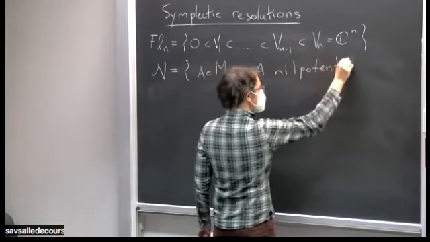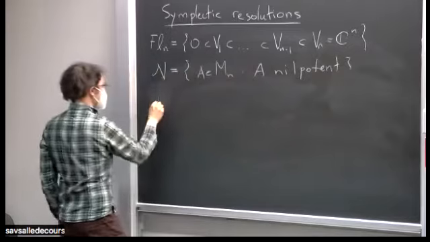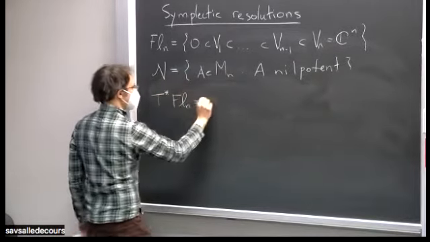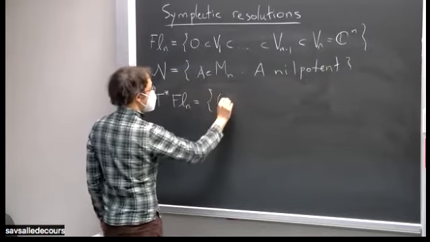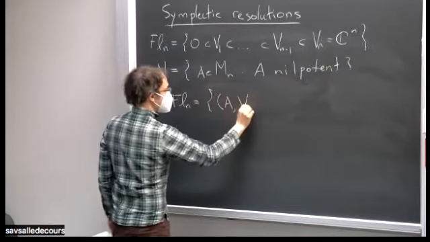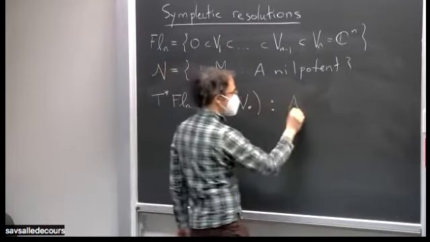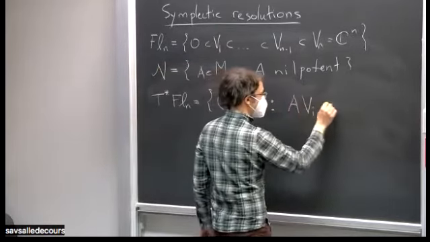And then the cotangent bundle of the flag variety admits a nice description using these nilpotent matrices. You can say that the cotangent bundle of the flag variety is the space of pairs of a nilpotent matrix and a flag, where the flag and the nilpotent matrix are related in that the matrix takes you down a step in the flag.